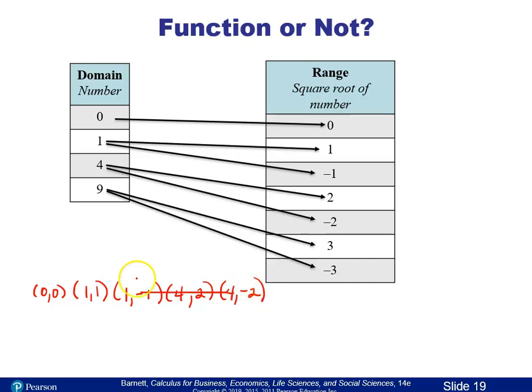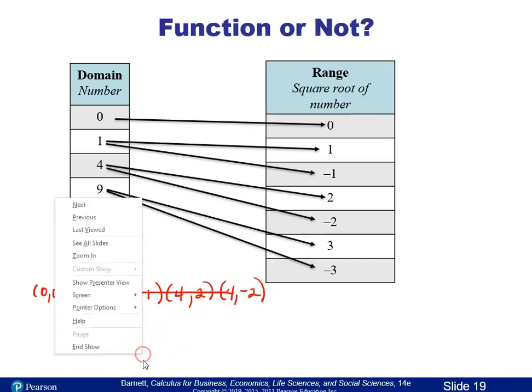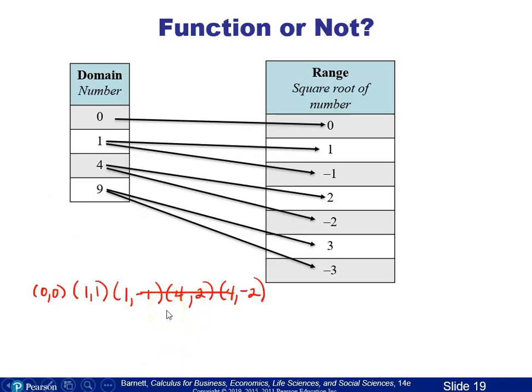So what you can see there is that we do have our x's repeating. So we have two ones, and we again have two fours, and then we would have had two nines if we continued. So because the x's repeat, it is not going to be a function because one x is being assigned to two different y values, and you can't have that happen.